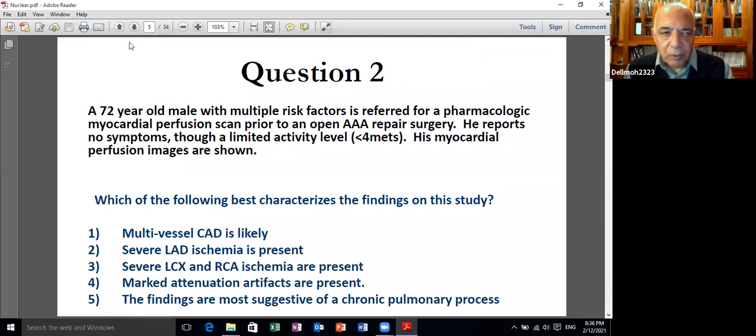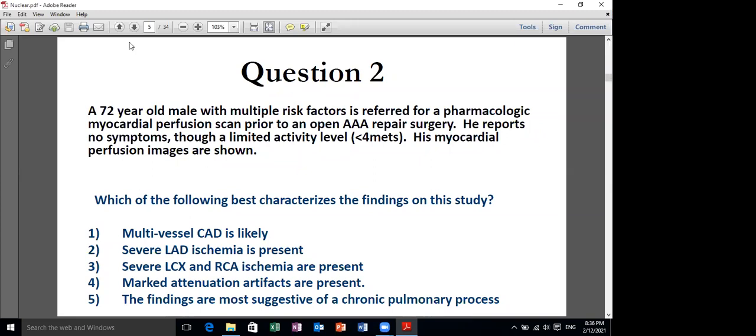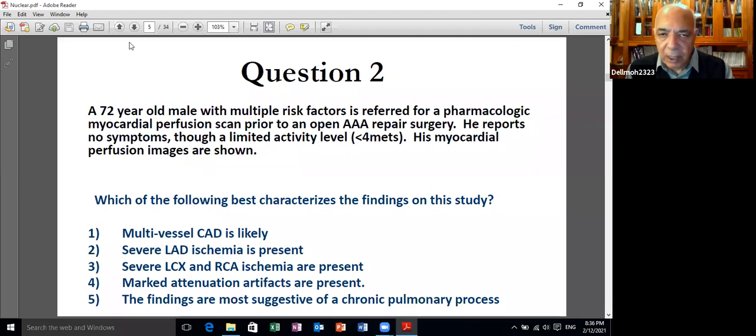Now, question number 2. A 72-year-old man with multiple risk factors referred for a pharmacological myocardial perfusion imaging prior to open abdominal aortic aneurysm repair. He reports no symptoms, though a limited activity level, just went for less than 4 metabolic equivalents or METs. His myocardial perfusion image is shown. I will show you the myocardial perfusion image.